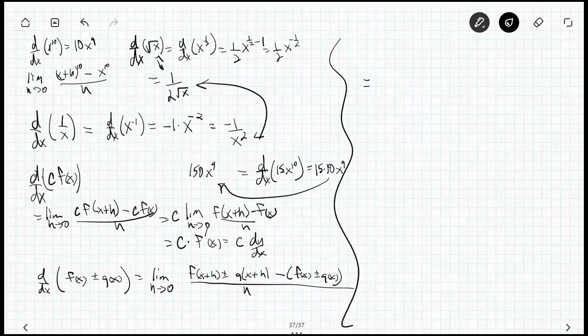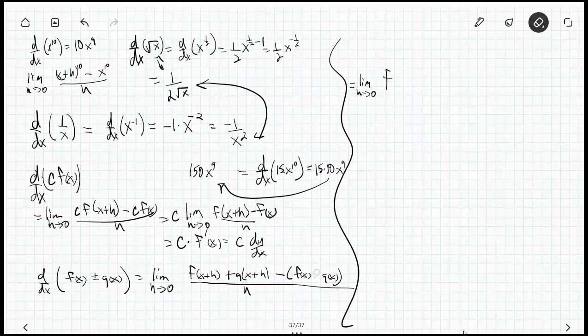I can take f of x plus h minus f of x. I can group my terms, in other words. This becomes, there it is, the limit as h approaches 0. You know what? Just because I don't want to get too kooky on this, let's just do it for plus and then suffice it to say that it works for minus.